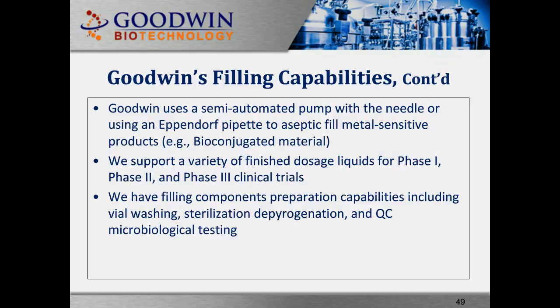Goodwin uses a semi-automated pump with a needle, or an Eppendorf pipette, to aseptically fill metal-sensitive products, for example bioconjugated material. Goodwin supports a variety of finished dosage liquids for phase 1, phase 2, and phase 3 clinical trials. We also have filling component preparation capabilities, which include vial washing, sterilization or depyrogenation, and QC microbiological testing.